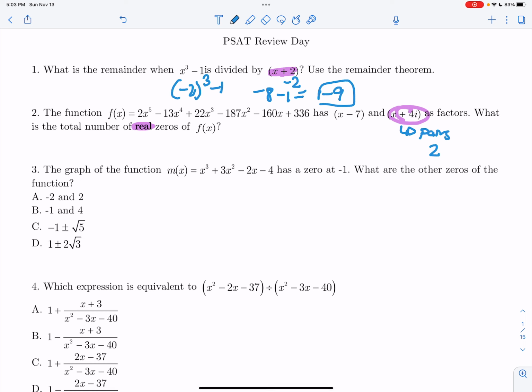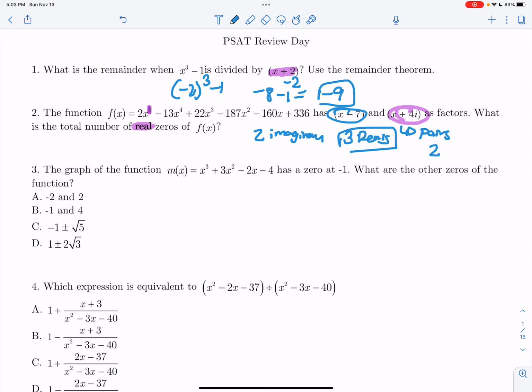And then by FTOA, the fundamental theorem of algebra, if you have an exponent of 5, you should expect 5 roots. Well, I already have 2 imaginary roots. I have this root right here. So if I have 2 imaginaries, I should have 3 reals.